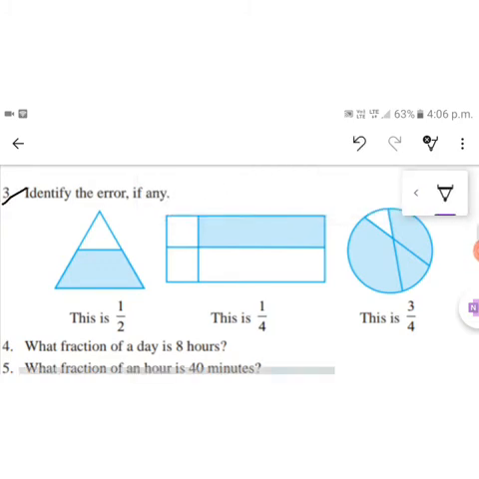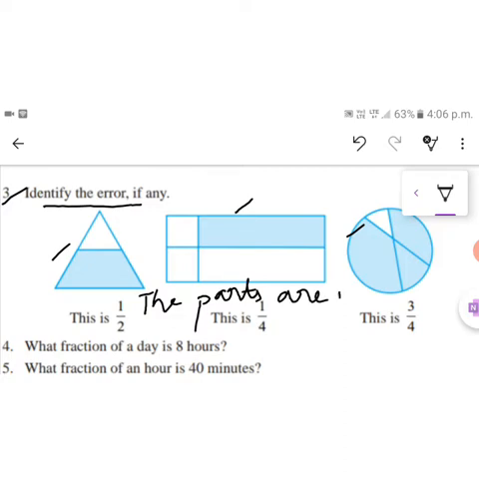Question number 3. Identify the error if any. This is 1 by 2, this is 1 by 4, this is 3 by 4. Since the given figures are not divided equally, they do not represent the fraction. So, the parts are not equal in the 3 figures. The parts are not equal.